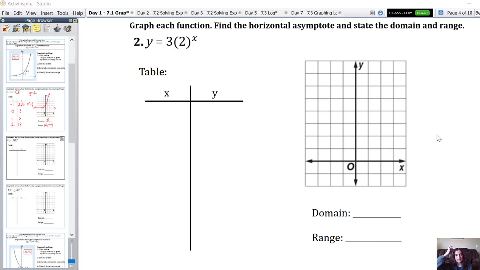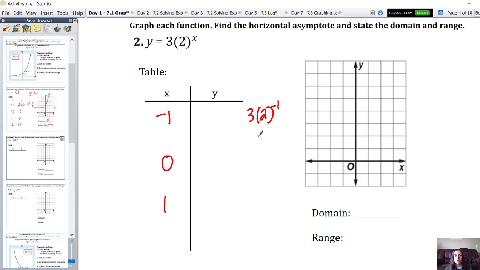Now we're going to look at a couple more examples of graphing exponential functions. So again, we can pick any x values. I'm going to do -1, 0, and 1. And we're going to evaluate the equation based on those x values. So when I substitute that in, we have 3 times 2 to the -1. Remembering PEMDAS, we have to worry about the exponent before we can multiply.